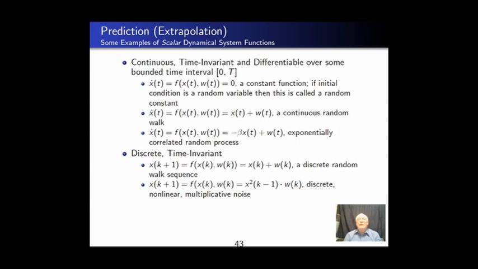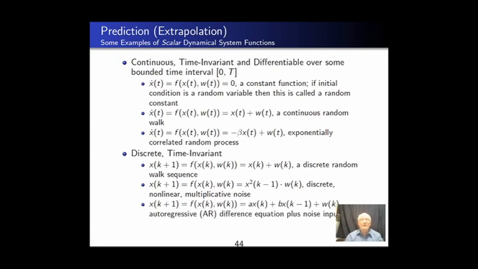Now here's a wild mathematical example. It doesn't represent anything that you might find in nature or in an engineering project, but this just gives you an example of how wild it could be. The state at time k plus 1 could be the square of what its value was at time k, or k minus 1, times the white noise. So here we have a multiplicative white noise.